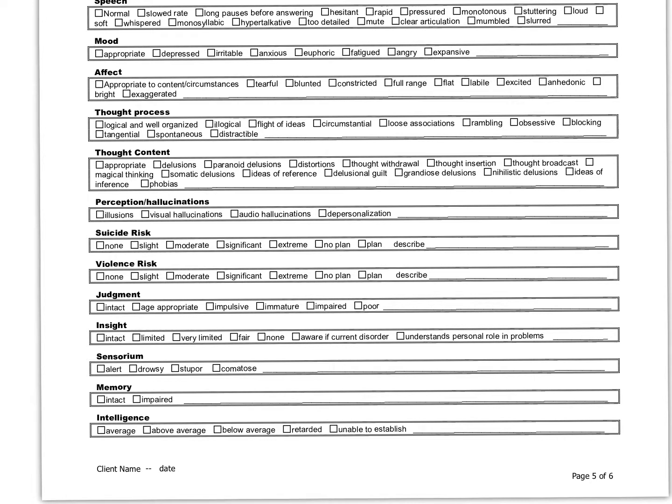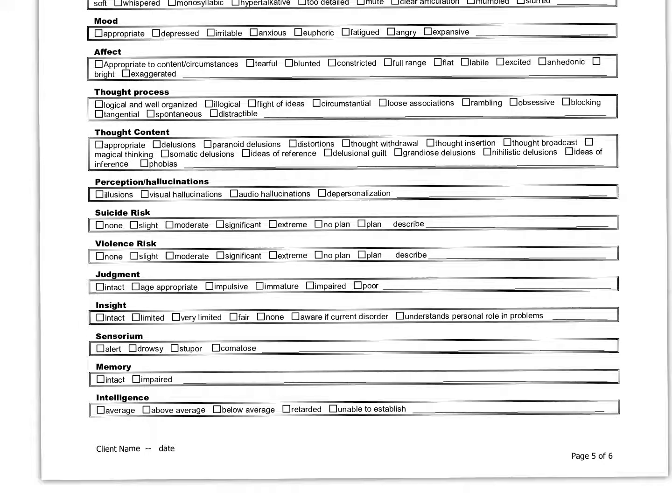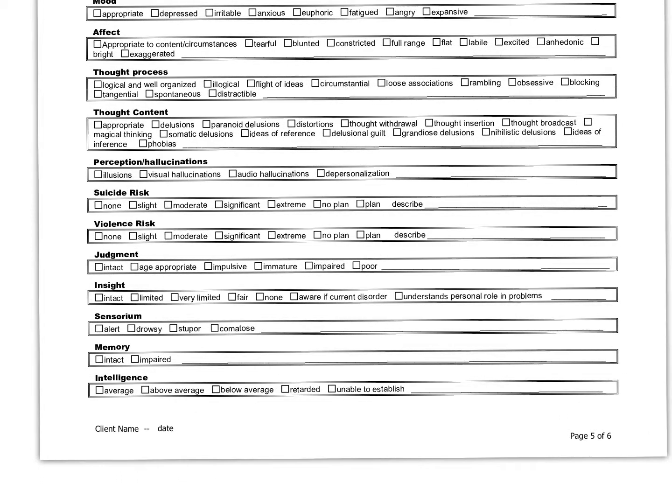Their sensorium. Were they alert, drowsy, or did they appear to be in a stupor, or were they comatose? Memory. Did it seem intact or impaired? Intelligence. What is your overall impression as to their intelligence?